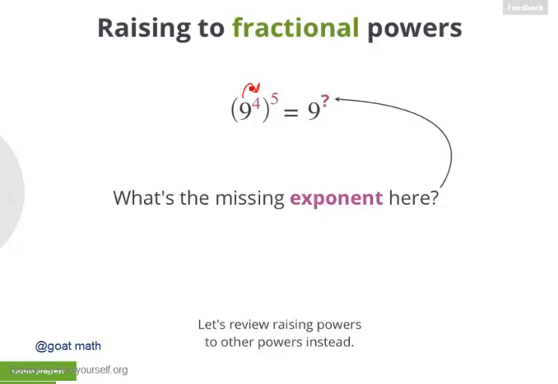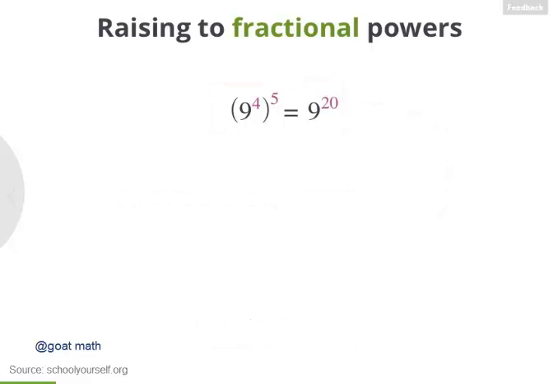Exactly. Whenever you raise a power to another power, you can multiply the exponents together. So 4 times 5 equals 20, meaning 9 to the 4th raised to the 5th equals 9 to the 20th. Great, so let's return to 9 raised to the 1/2 power.